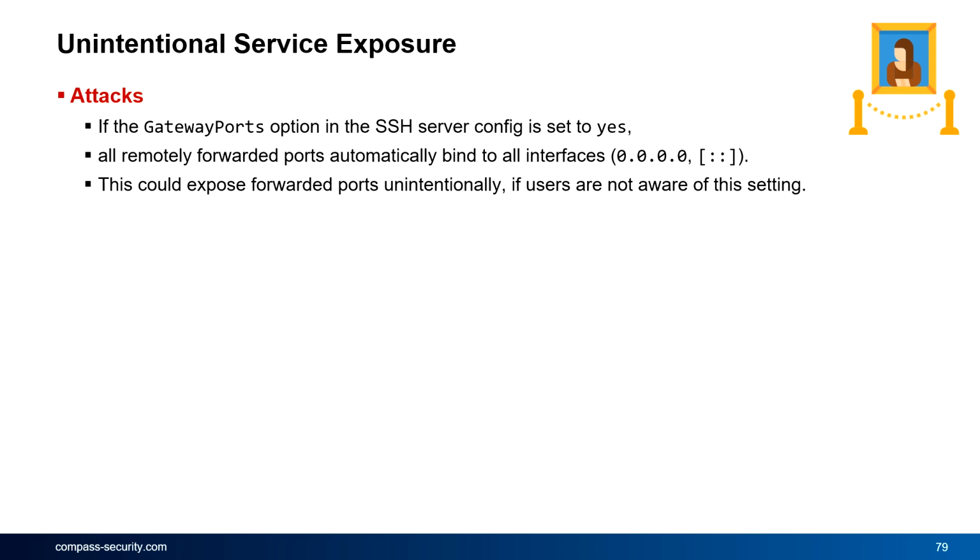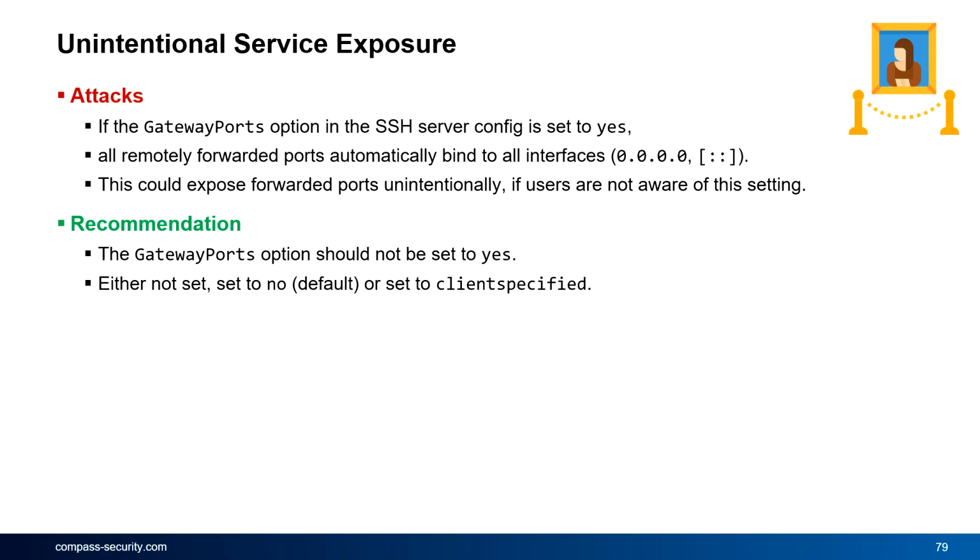This gateway ports option in the SSH server configuration also brings some risks if this is set to yes. So if it's set to yes, this means that all remote port forwardings do automatically bind on all interfaces, so the all zero IP address. And this could expose the forwarded port unintentionally if users are not aware of this, or if there's no additional firewall blocking incoming connections. So this means if you want to expose the service to other IP addresses than the loopback interface, you have to set the gateway ports option not to yes, but to client specified.